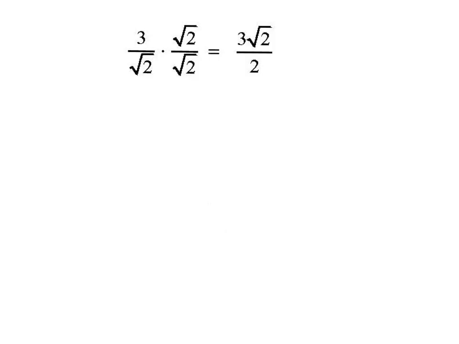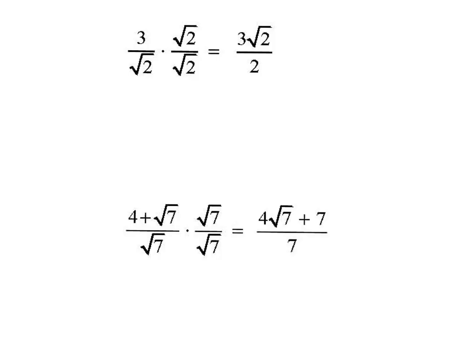Let's look at a slightly fancier one. 4 plus the square root of 7 over the square root of 7. What we need to multiply by in this case is root 7 over root 7. And this will give us 4 root 7 plus 7 on the top and 7 on the bottom. So once again, this is considered a simpler version of the fraction.